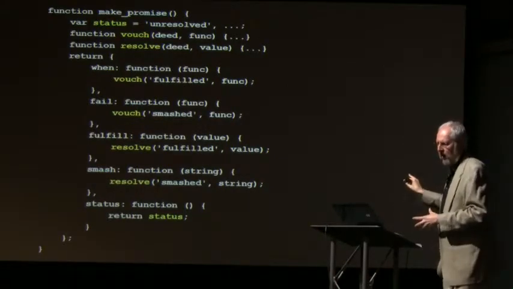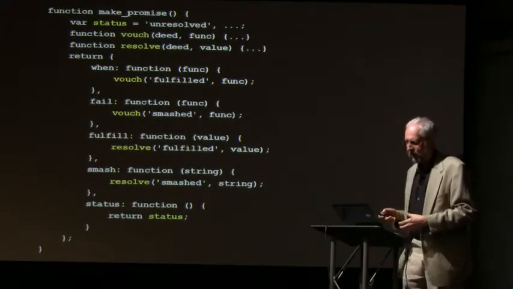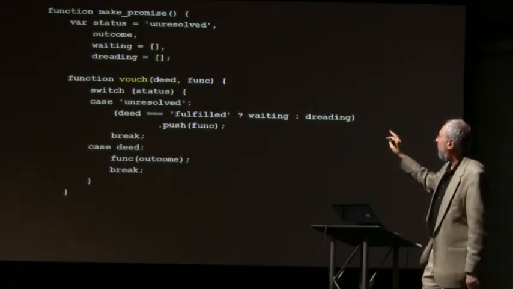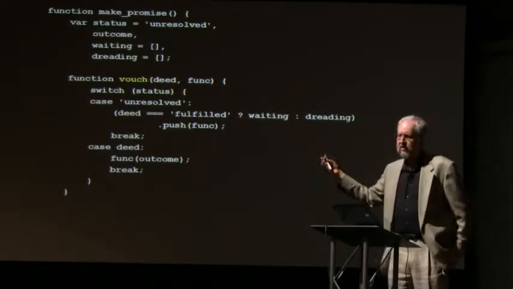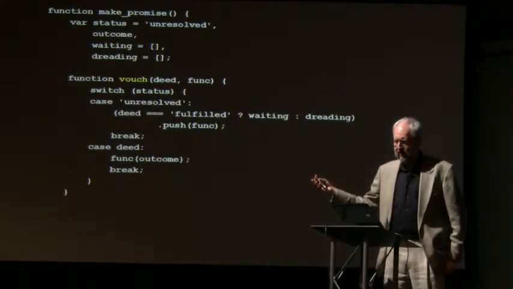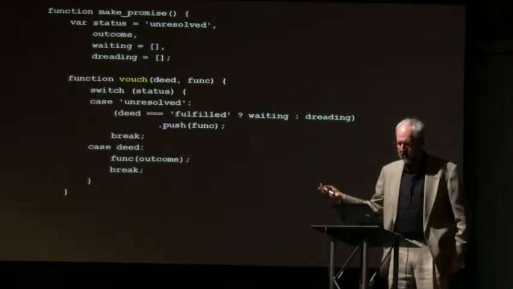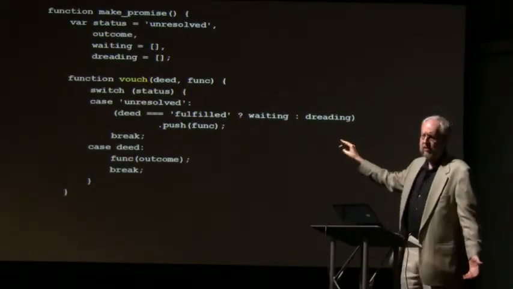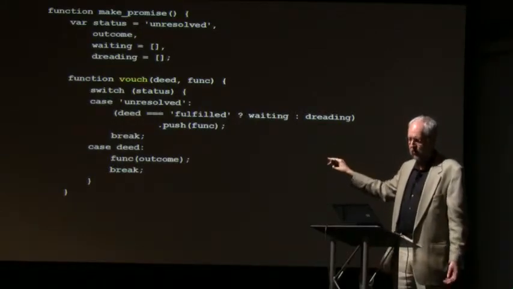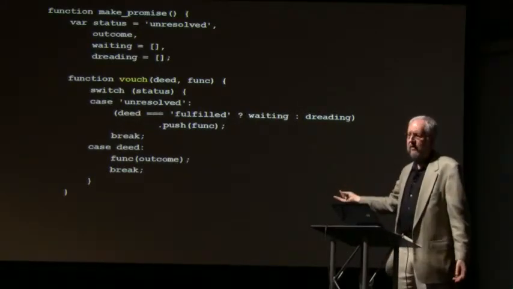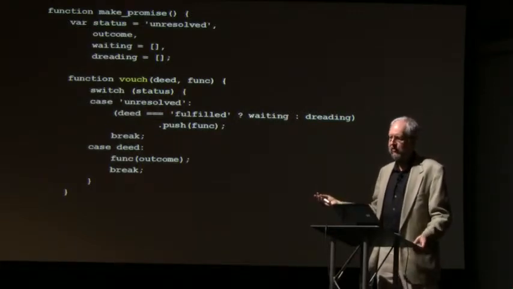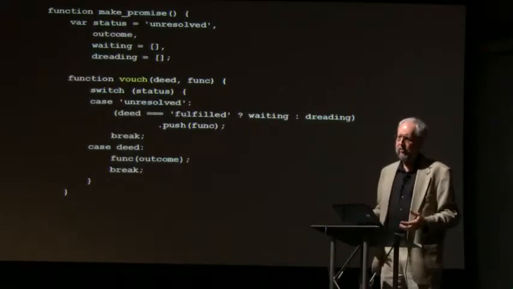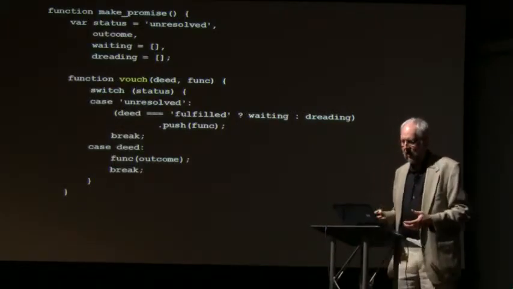So let me show you implementations of vouch and resolve. First, we've got a few more variables. We've got status, which initially is unresolved and eventually could be fulfilled or failed. We've got the outcome, so when we know what the value is, we'll stick it in there. Then we've got the waiting list of functions that were registered with when, and we've got the dreading list for the functions that were registered with fail.